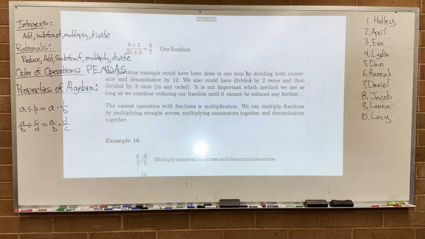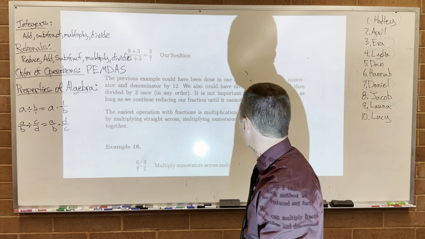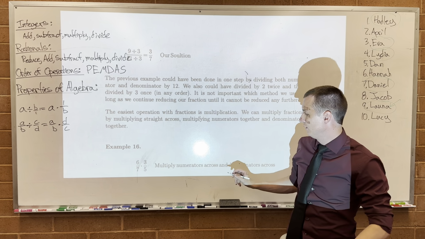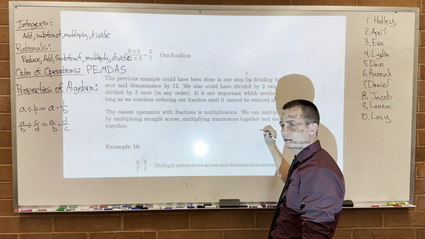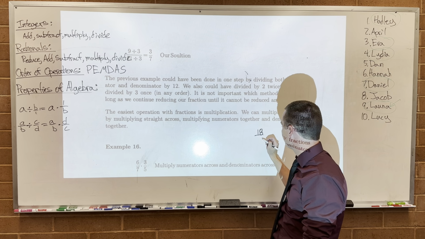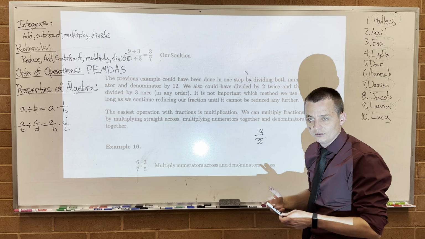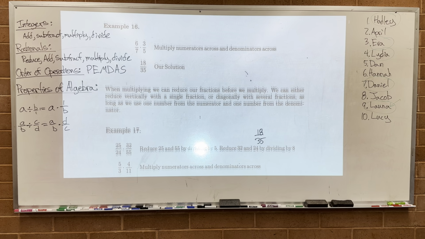All right. Multiplying factors. So we got 6 sevenths times 3 fifths. What is it? The numerator is gonna be 6 times 3 is? 18. 7 times 5 is? 35. There's the answer. Multiplying super easy.